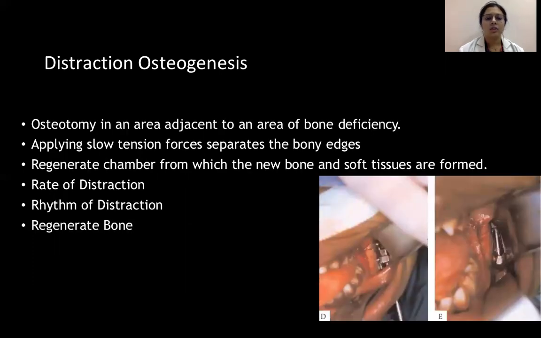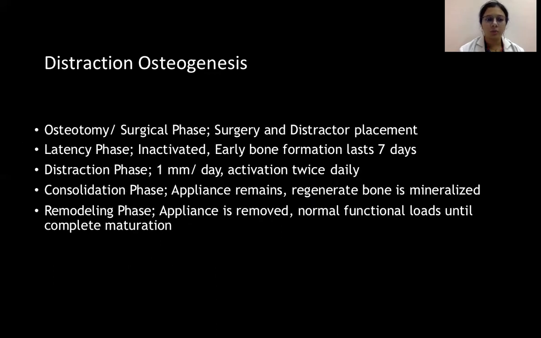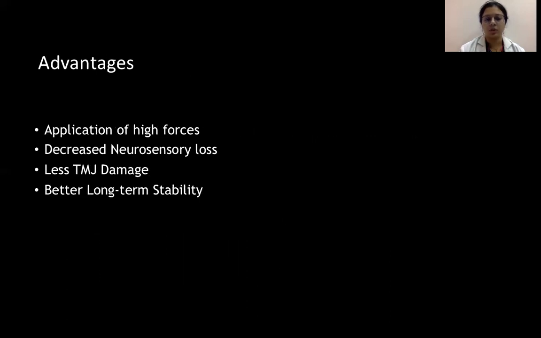Osteotomy in an area adjacent to an area of bone deficiency, applying slow tension forces, separates the bony edges and creates the chamber from which the new bone and soft tissues are formed. Rate of distraction, rhythm of distraction, and regenerate bone. So it has an osteotomy or surgical phase: surgery and distractor placement. Latency phase: inactivated, early bone formation, lasts 7 days. Distraction phase: 1 mm per day, activation twice daily. Consolidation phase: appliance remains, regenerate bone is mineralized. Remodeling phase: appliance is removed, normal functional loads until complete maturation.